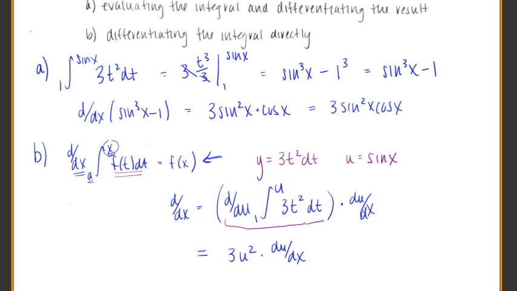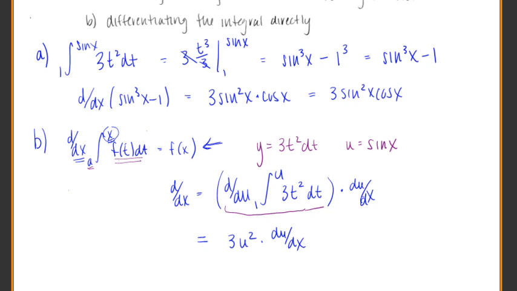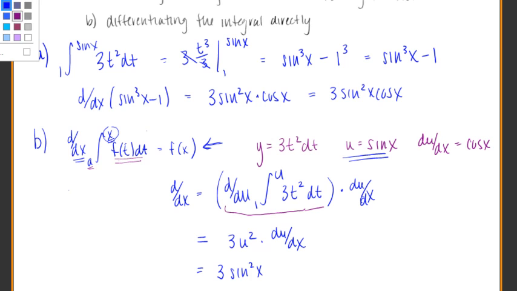What we just need to do is plug in what u is. Going back up here, what we decided was that upper bound. So this will be 3 times my u squared, so sine squared x. And then what is du dx? Well, let's go up to what u was and take the derivative of it. So du dx, the derivative of sine, is cosine x. Let's put that right next to the sine squared x, and we have our answer.